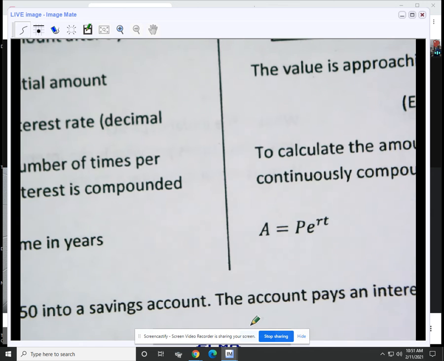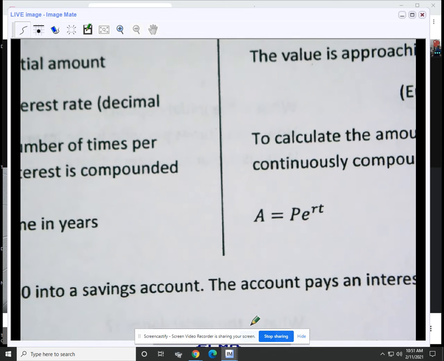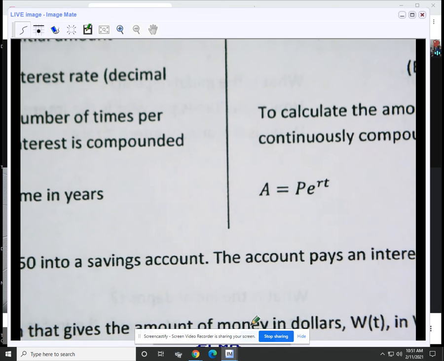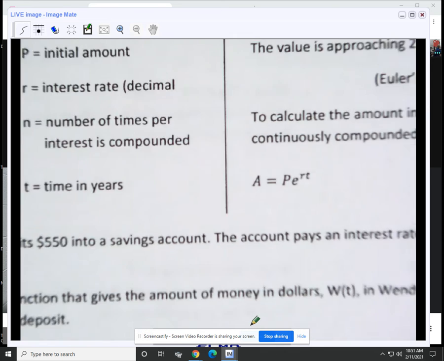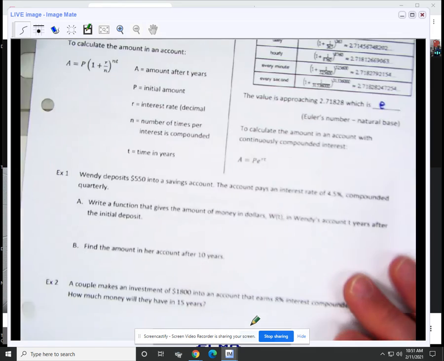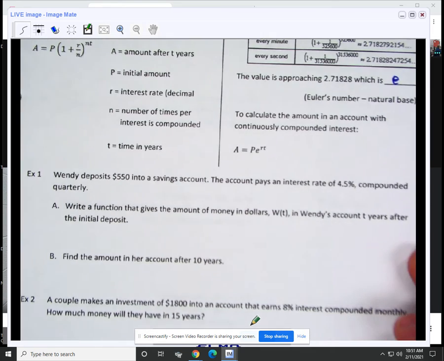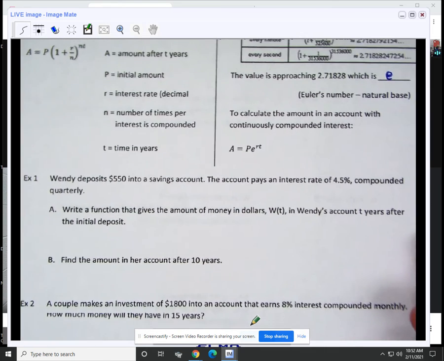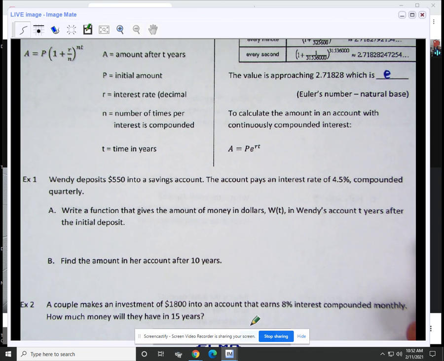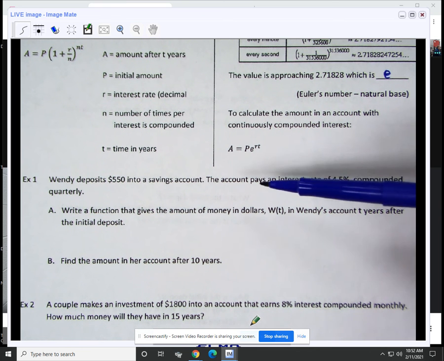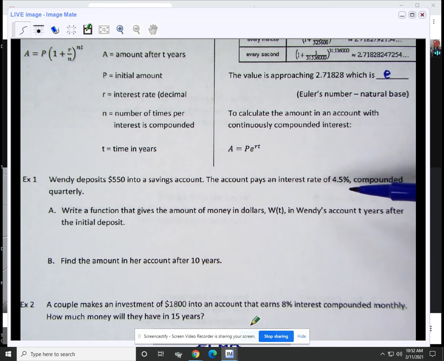So here we go. Let's look at some examples of this. I think you guys will really understand what we're doing today and notice how it's different than what we did yesterday. So look at example number 1. It says Wendy deposits $550 into a savings account. Does that look any different than yesterday's questions? No. But here's what it says next: the account pays an interest rate of 4.5%, compounded quarterly. That tells me 2 things.